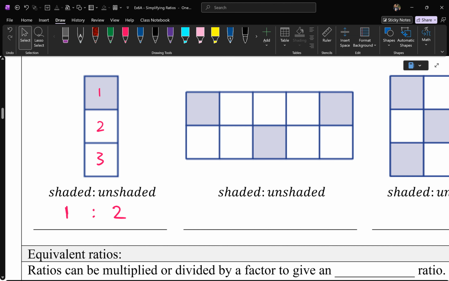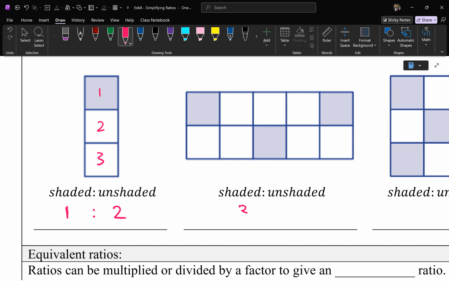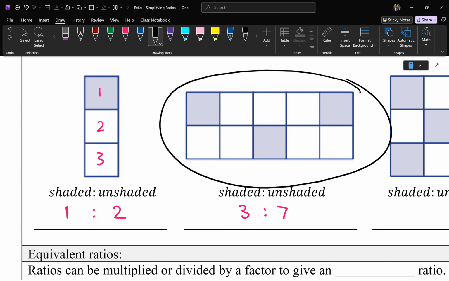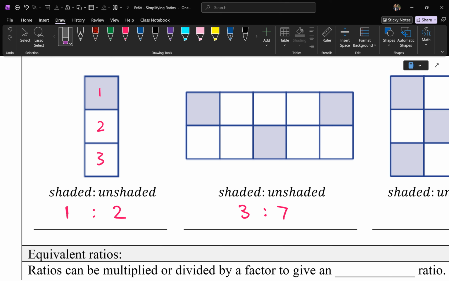Let's have a look at the second example then. How many are shaded in the second example? Yichen. 3. To how many unshaded? Let's go with Ollie. 7. How many total parts are there in this second example? Let's go with Jacob. How many total equal parts are there? 10. There's 1, 2, 3, 4, 5. So 5 on the top row and therefore 5 on the bottom row. So it makes it 10. So 6, 7, 8, 9, 10.